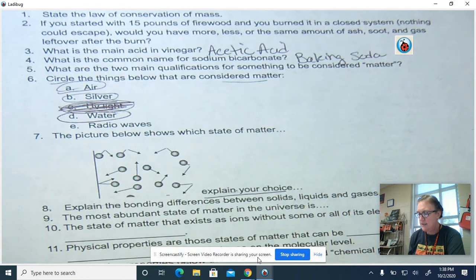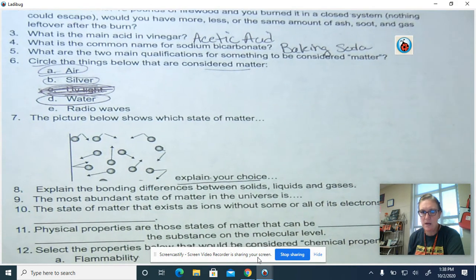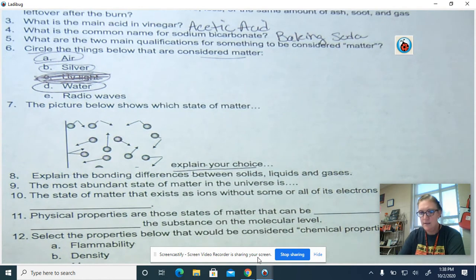Okay. Number 8 says explain the bonding differences between solids, liquids, and gases. Solids have very strong bonds between them, which means that their particles won't move much. It's just little vibrational movement. Liquids have kind of medium level bonds, like the liquid particles can move around each other. And then gases have the weakest bonds between them, either weak bonds or no bonds at all. Those particles can just move around each other. They're not bonded. They're free to go wherever they want. Gas particles move extremely fast and move all over the place.